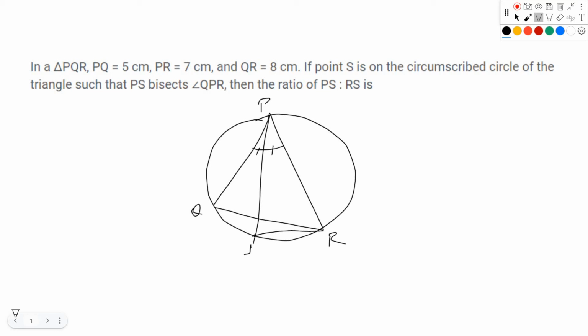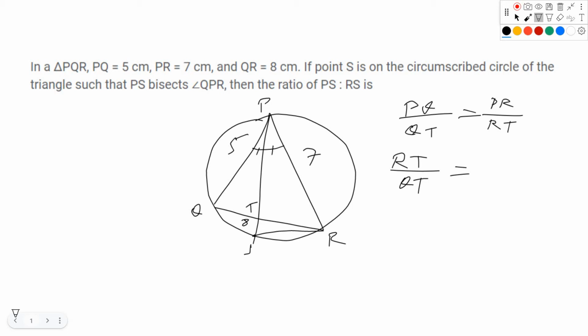So PQ is given to us as 5, PR is given to us as 7 and QR is given to us as 8. Now from angle bisector theorem, let this point be T. What we can say is PQ by QT is going to be equal to PR by RT. From this we can find the ratio of QT and RT, which would come out to be RT by QT equal to 7 by 5.